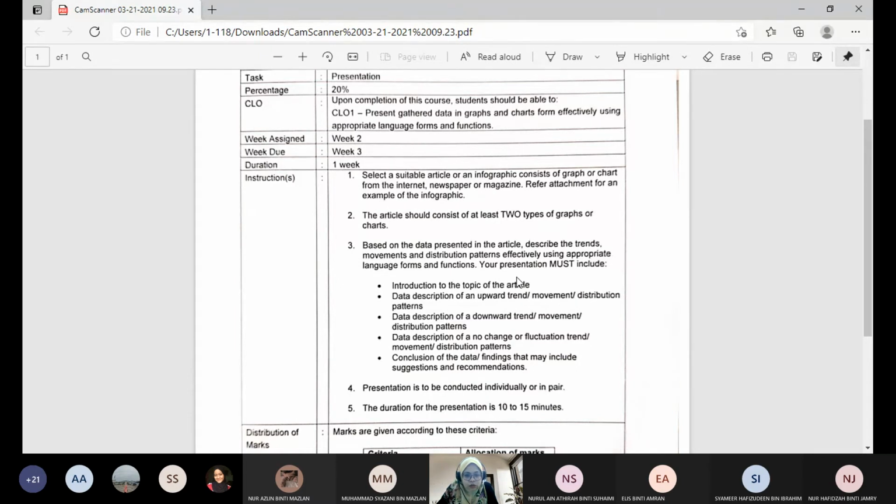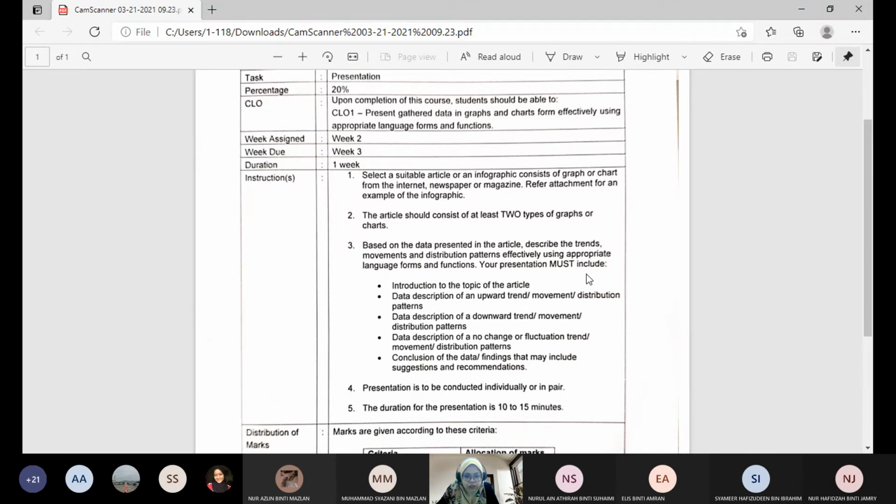Since you are going to work in pair, you kena ada 2 atau lebih graph and charts. Setiap orang mesti kena explain on the graph and charts individually. Okay, walaupun the article about the same idea, tapi they should have different graph and charts. Based on data presented in the article, you need to describe the trends, movements, and distribution patterns effectively using appropriate language form and functions.